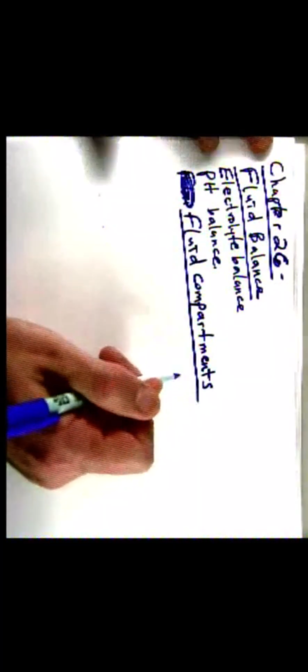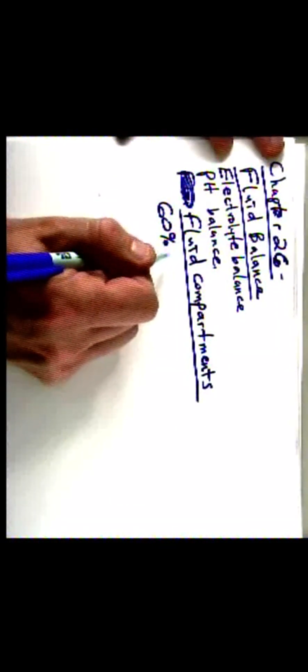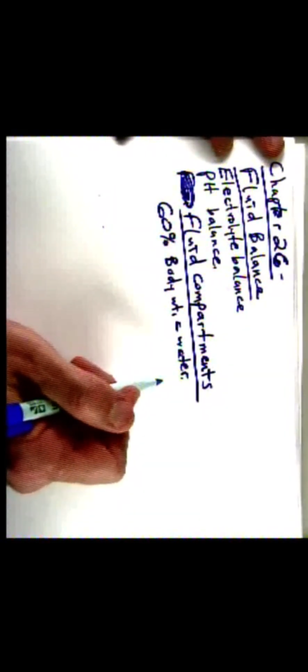I want to start today with fluid balance. The first thing I want to mention is fluid compartments in the body. Think about this for a minute: about 60% on average of an adult is made up of water. So 60% of your body weight equals water. If you weigh, let's say, 200 pounds, we're talking about 120 pounds of you is water.